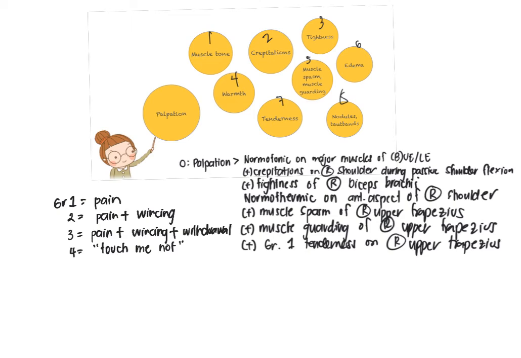What else? Nodules, taut bands. So, you noted nodules, taut bands again on the upper trapezius. How are you going to document that? That's positive nodules and taut bands on the right upper trapezius. Okay, so that's how it will look like. So it will get longer and longer as you get more comprehensive with your examination.